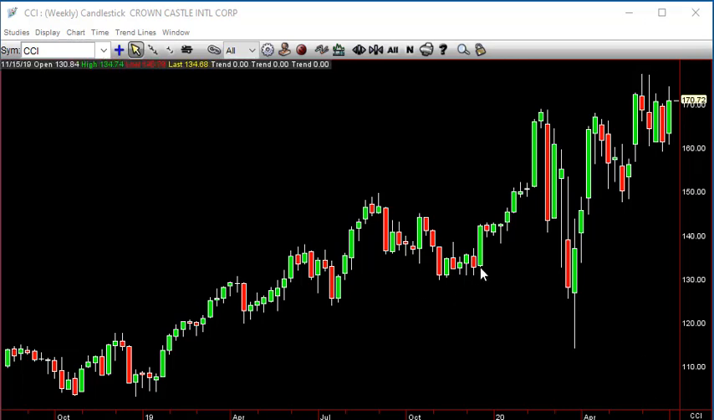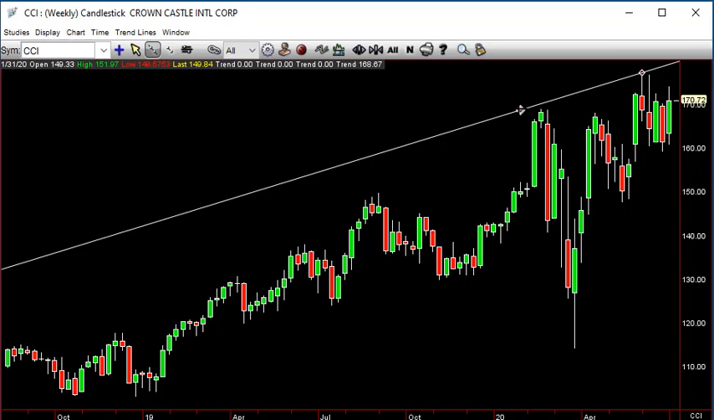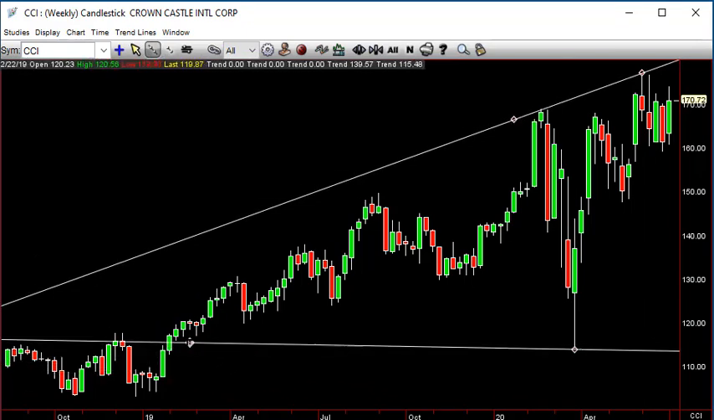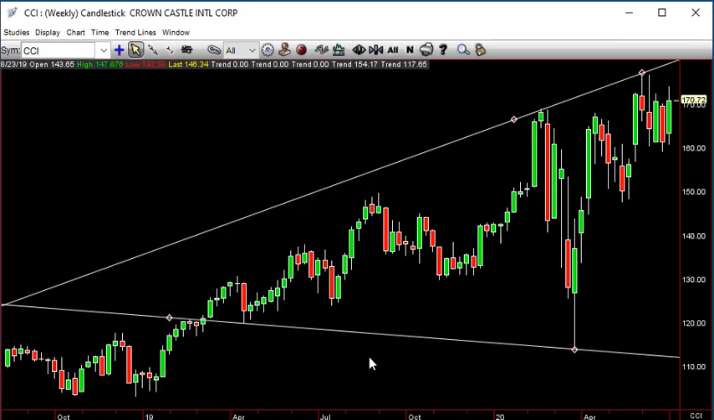CCI, the towers, and they got them good in here. Outside bar of all that, what do we look for? Take one side out, take one back up. Corrective activity down, inside bar, back up into the highs.